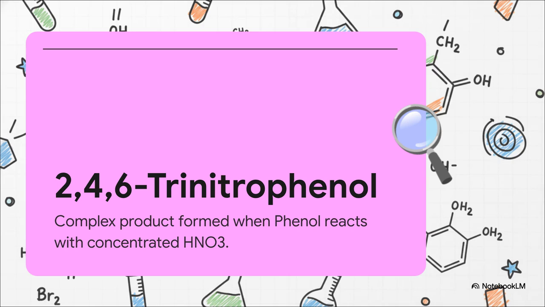Following that third pathway, the reaction with concentrated HNO3 gives us a very clear result. We see the successful formation of this really complex product called 2,4,6 trinitrophenol. You can easily spot it by those 3 NO2 groups locked firmly onto the ring. So that confirms without a doubt that option C is a go.